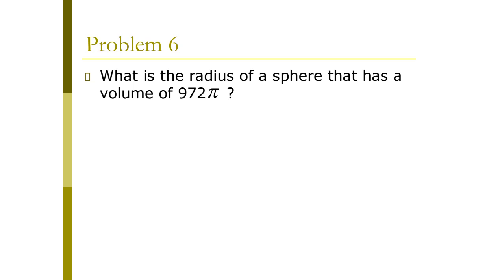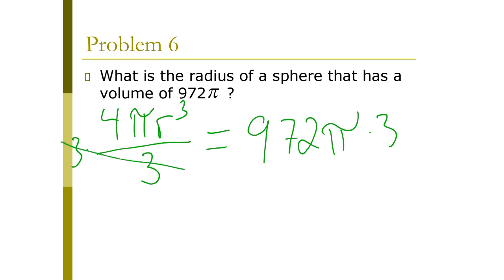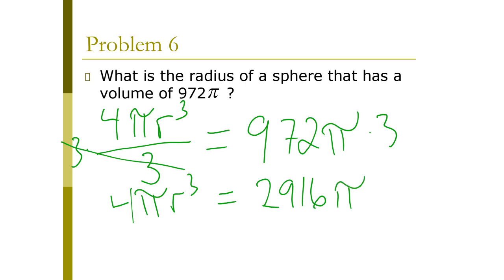Okay, what is the radius of a sphere that has a volume of 972 pi? Well, the volume formula is 4 pi r cubed over 3. And if I set that equal to 972 pi, I can solve for my radius. Let's do a little bit of algebra. Well, I'm going to multiply by 3 on both sides first to get that out of there. So 972 times 3, I'd have 4 pi r cubed equals 2,916 pi. Whew. All right.